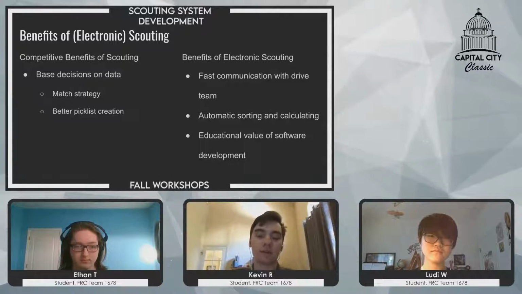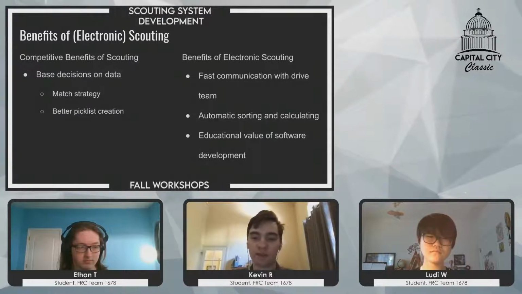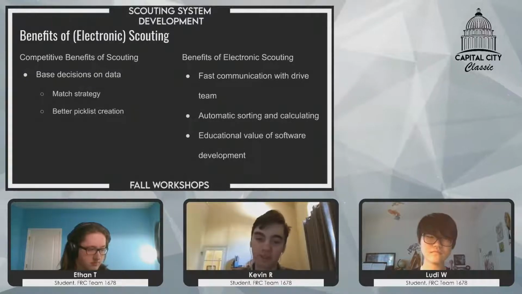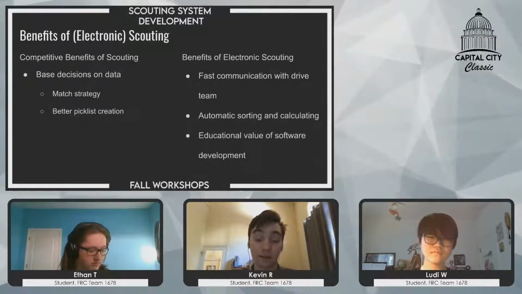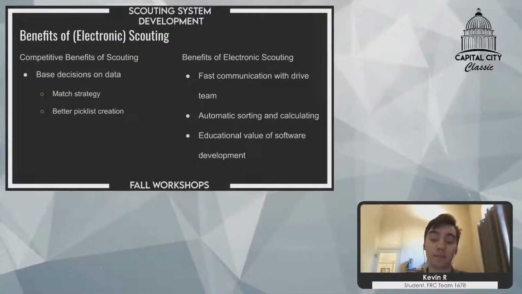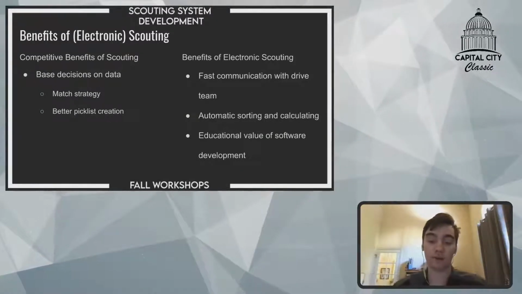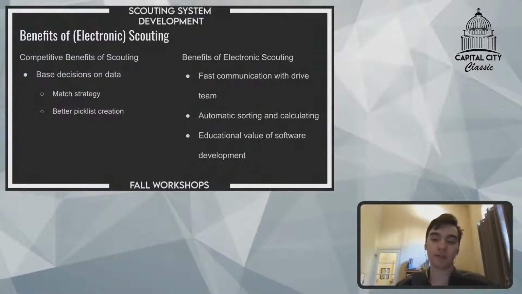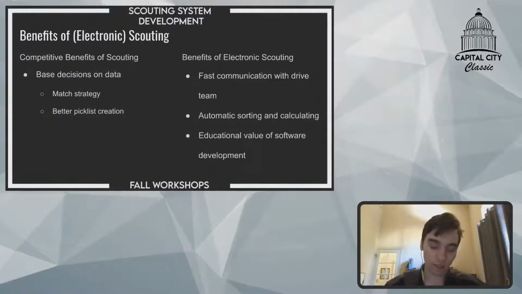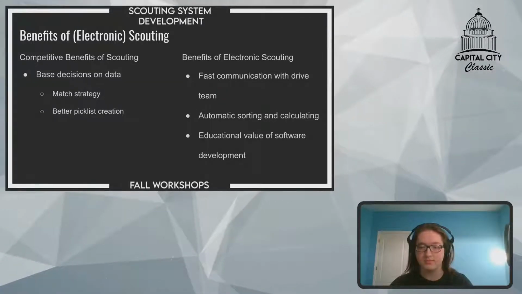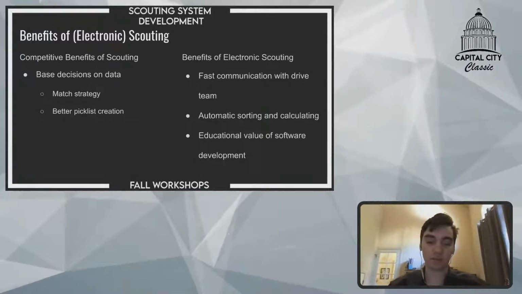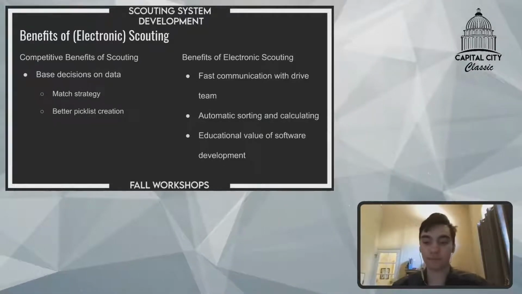So it's a way to make better decisions, or at least back your decisions up with something. Electronic scouting gives you other benefits because of the electronic medium. It lets you communicate with your team and the people who are using the data faster. It lets you automatically sort and run calculations whenever you get new data, and it also lets you give more students the value for software development that you can get just as an educational benefit.